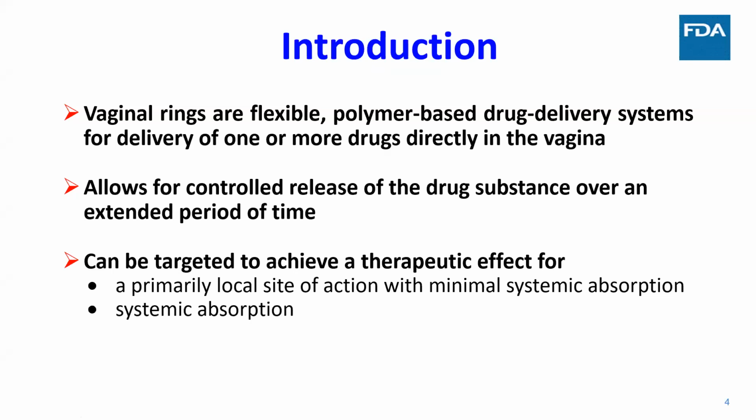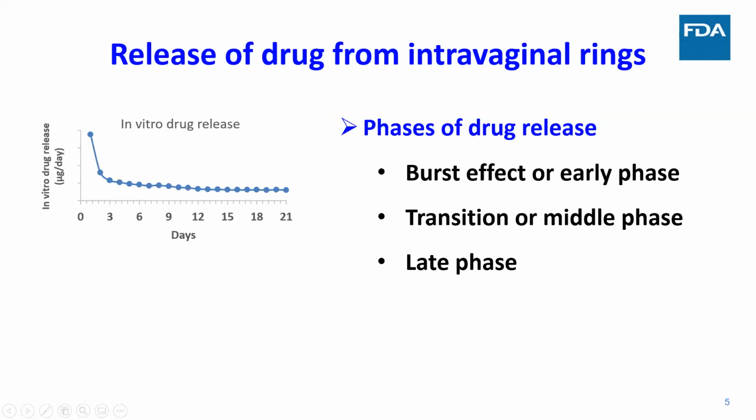Depending on the specific vaginal ring design, it can be targeted to achieve a therapeutic effect for a local site of action with minimal systemic absorption, or for systemic absorption. So for vaginal rings to exert their effect, the API must be released from the rings. The drug release profile of an IVR, or intravaginal ring, may have various phases of drug release: the burst effect or early phase, transition or middle phase, and a late phase.